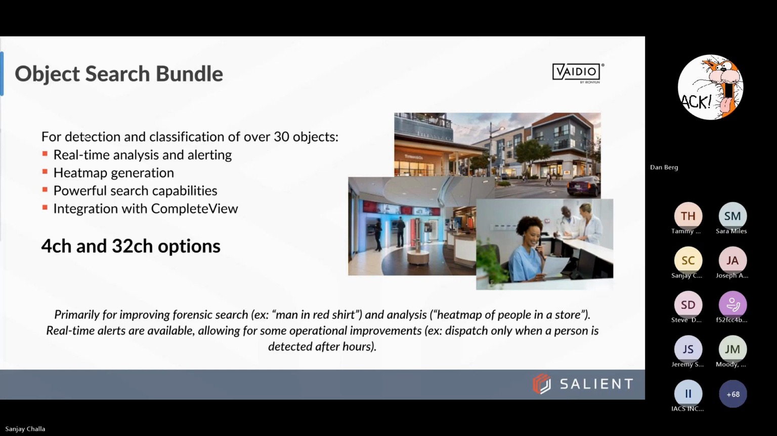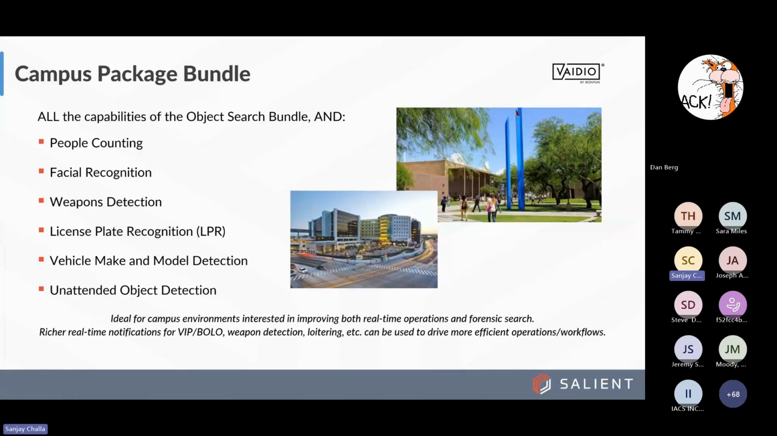And then the campus package. Yep, there we go. All right. So basically, we're going to be packaging all of the capabilities of the object search bundle, but including people counting, facial recognition, weapons detection, license plate recognition, vehicle make and model, and unattended object detection. We call it the campus package because it could be used by schools, whether that's K through 12 or higher ed. It could be used in healthcare campuses, in corporate campuses, anywhere you've got a collection of buildings that are all part of the same complex, the same facility.